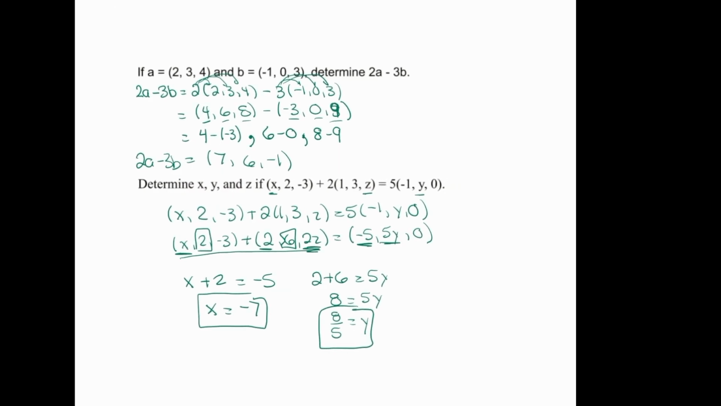And the last one, our z values, we have negative 3 plus 2z equals 0. And now we're just going to rearrange and solve. So 2z equals 3. So z will equal 3 over 2.